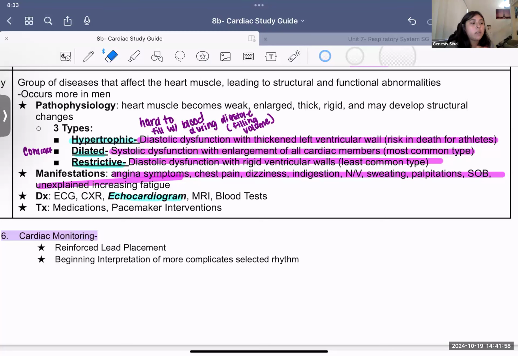So diastolic meaning having a hard time filling, systolic meaning having a hard time contracting. If everything's inflamed, you're going to have a hard time contracting. So that's going to be the dilated one. It's the most common one because all people can definitely see having enlargement. Whereas hypertrophic is talking specifically about the left ventricular wall, hyper for athletes, and it's having a hard time filling up because the wall is so thick, so it can't fill up, that's diastolic. And then the last one, restrictive, least commonly seen, and additionally having a hard time filling up because those ventricular walls are so rigid.